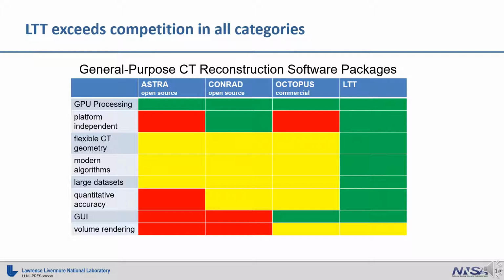The next category, a GUI. Astra and Conrad don't have GUIs, but Octopus and LTT do. I would comment that Octopus's GUI is very nice. And then last, volume rendering. Only Octopus and LTT offer volume rendering. And neither of them are that great.